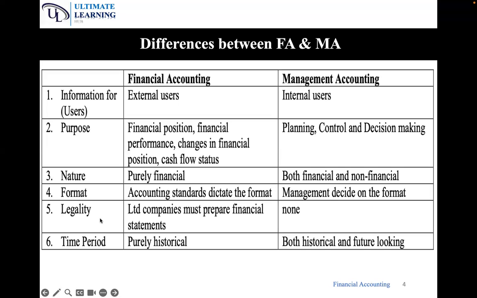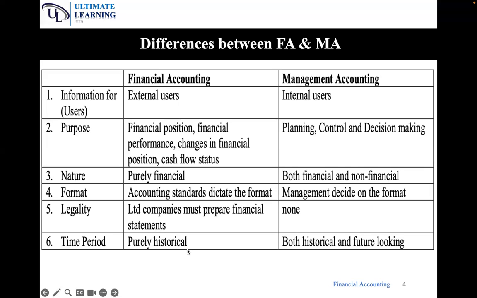The fifth difference between FA and MA is on the legal status. For financial accounts, there is a legal requirement that all limited companies must prepare financial statements. On the other hand, there is no legal requirement for management accounts. The last difference for our session is on time. Financial accounts are only prepared for the time that is past.